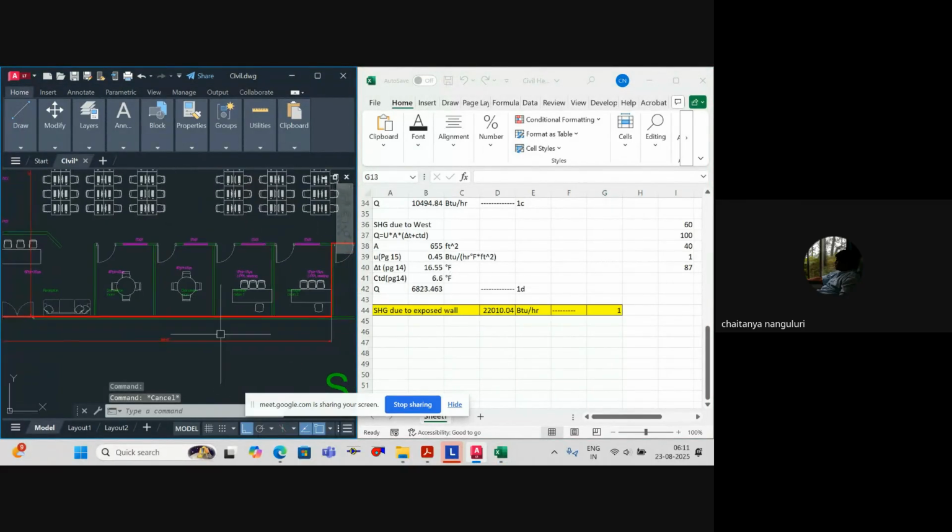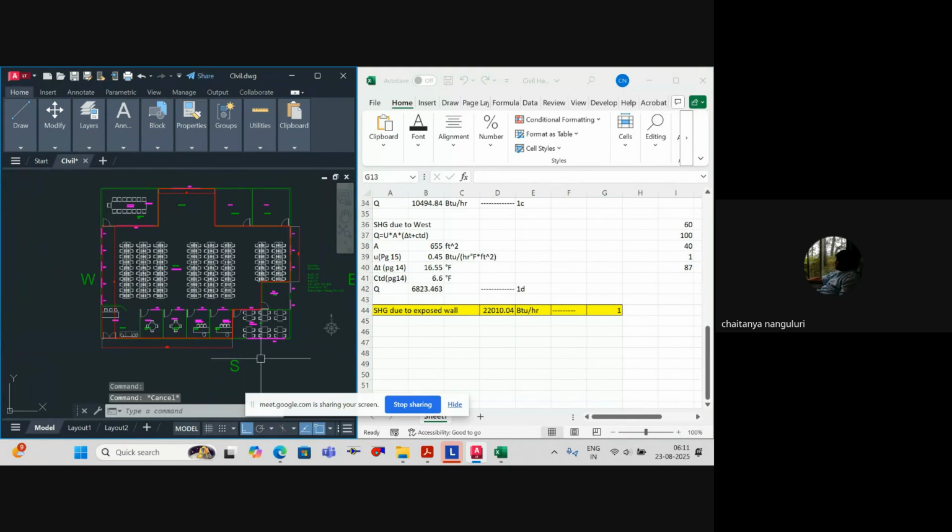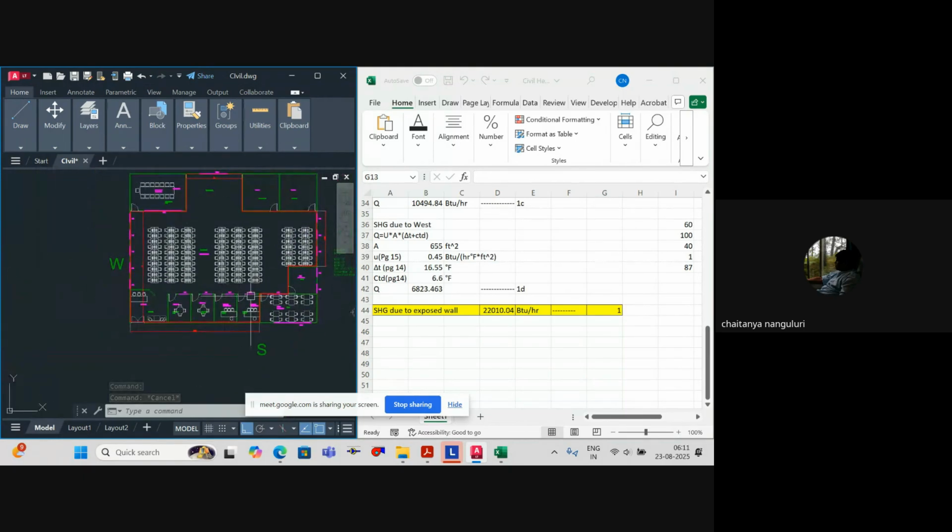So now we're gonna continue from yesterday's problem, where we will understand the remaining parameters and how we're gonna calculate them. So first, the second one that we'll do is sensible heat gain due to exposed glass.